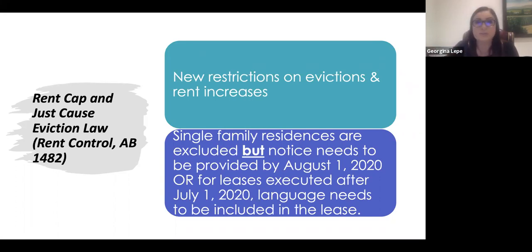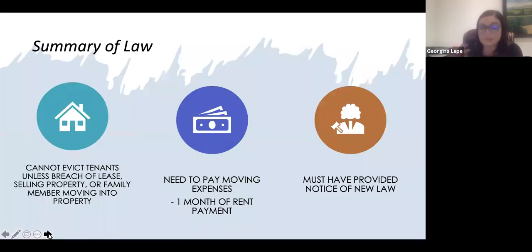In your zip forms, when you go in to create a lease, it will automatically add the rent cap and just cause addendum. So it is CAR form RCJC. If you look at the rent cap and just cause addendum in your zip forms, it is a 3-page document. It provides the breakdown of the properties that are exempt and those that are not. So it would behoove you to take some time to look at that document and serve it on your tenant.